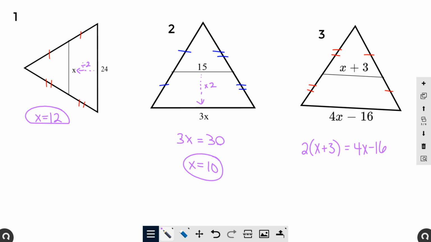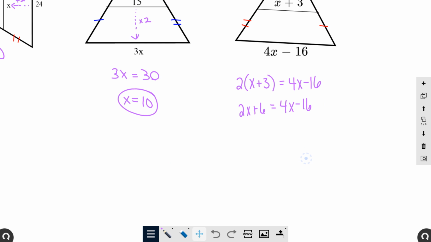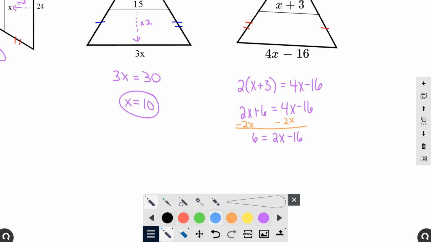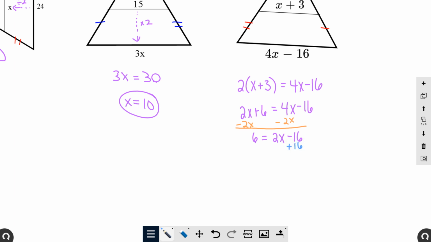So multiplying by 2 means that you're multiplying everything by 2, so keep that in parentheses. So let's distribute, and we get... and then what would you do to solve? Subtract the 2x. Good. So 6 equals 2x minus 16. So next we add 16.